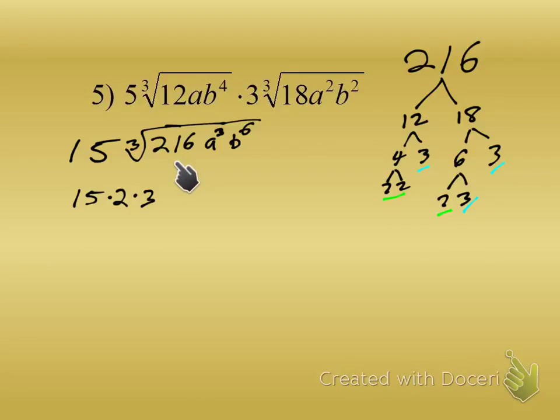Let's do our variables first. So cube root of a cubed gives you what? A. Cube root of b to the 6 gives you? B squared. Good. And then multiply the 15, the 2, and the 3 to give you 90. Tag your variables along. AB squared.